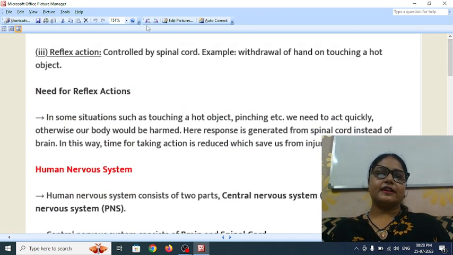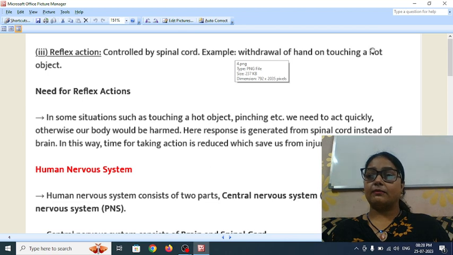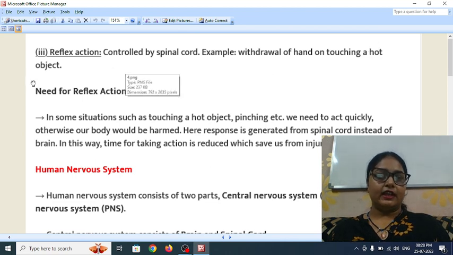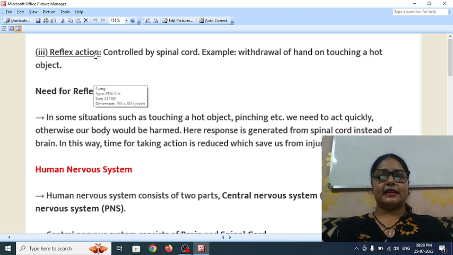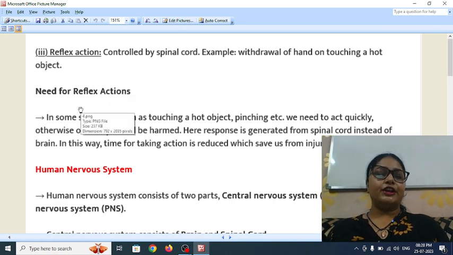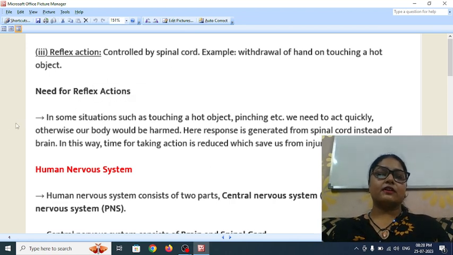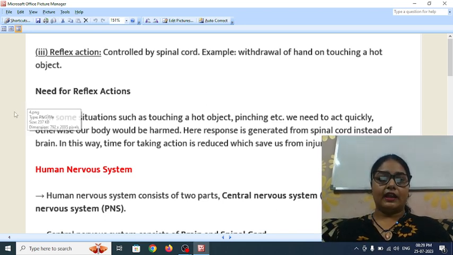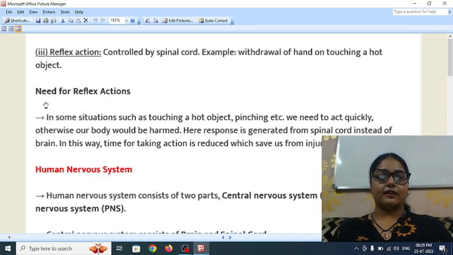Now what is a reflex action? Reflex action is controlled by the spinal cord. It means the withdrawal of the hand on touching a hot object is a signal sent by the spinal cord. There is no need for the brain in a reflex action, because when the signal passes to the brain, it takes time, and some sudden accident may occur.